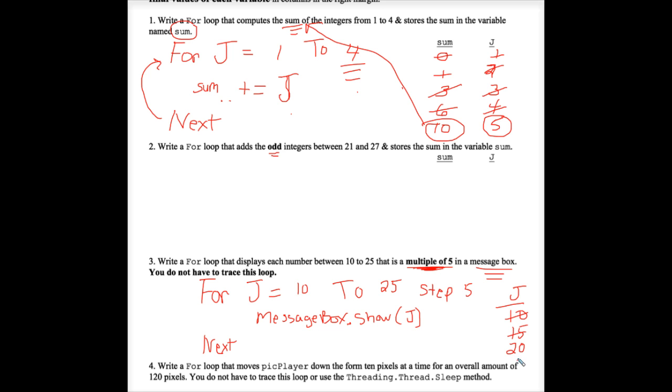This code will do what we're being instructed to do. It will display the numbers 10, 15, 20, and 25, which are the multiples of 5 that happen to lie on the number line between 10 and 25. There's no sum plus equals or anything like that.